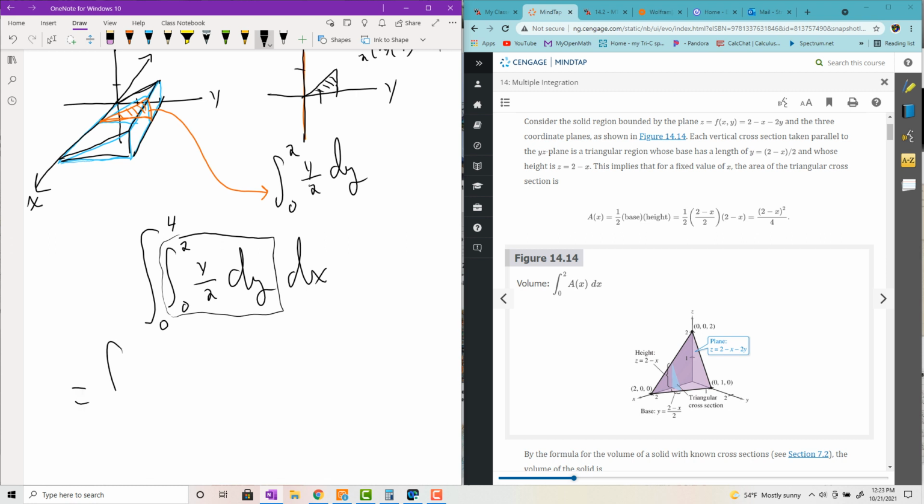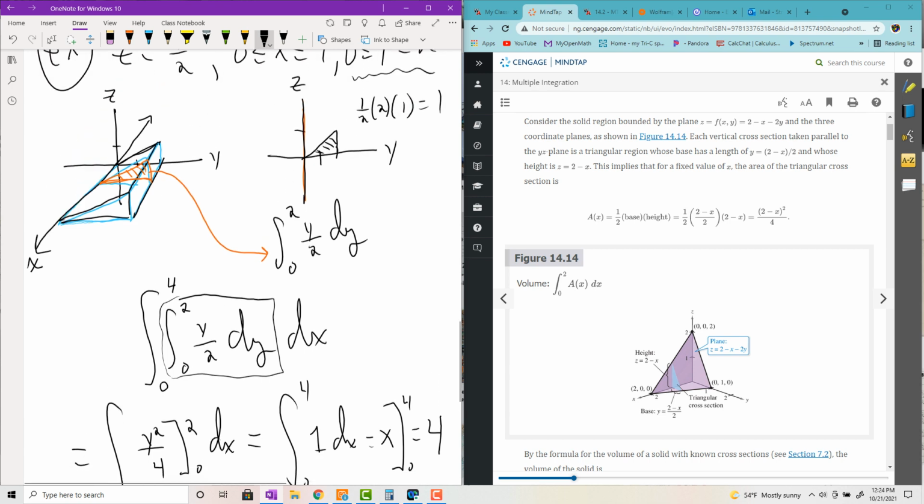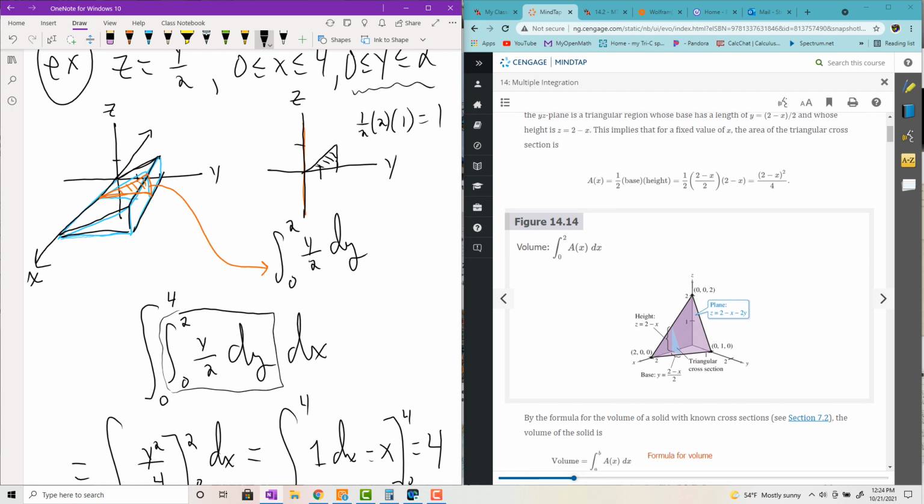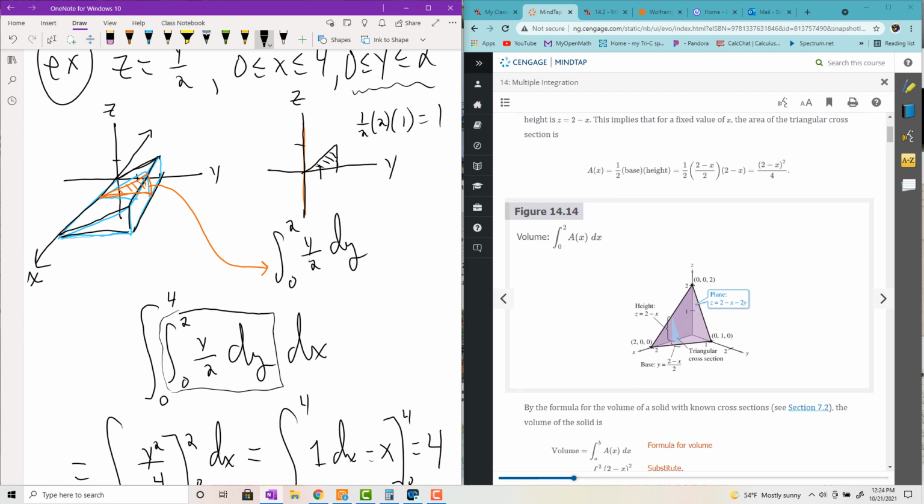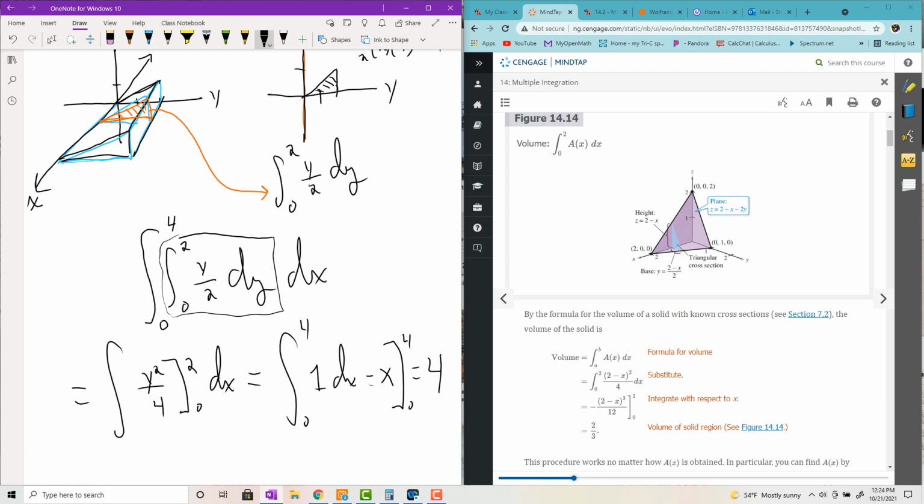So let's evaluate it. I get the integral of y squared over 4 from 0 to 2, dx. So it's going to be 4 over 4, which, yeah, is 1, dx. And then we integrate from 0 to 4. So that's just going to be x from 0 to 4, and then plugging the limits into the antiderivative, it's 4. So supposedly that's the volume of that region. In the book, the example they do, the little triangle is variable. So when you find the area of that triangle, it should be some variable expression in terms of x. And then as you integrate on the x-axis, you're integrating variable-sized triangles.